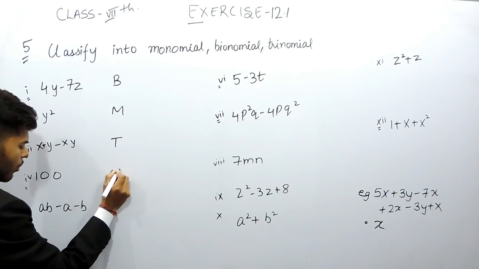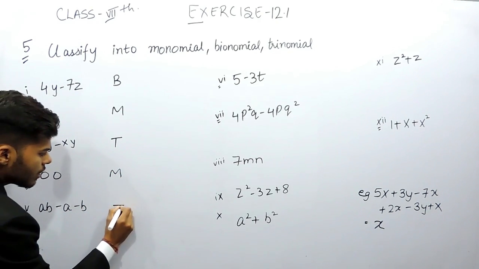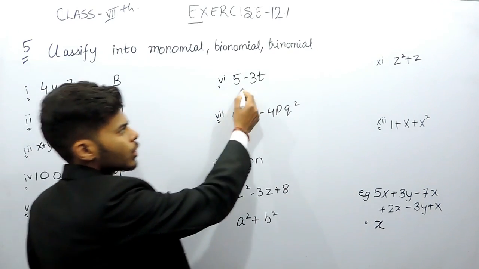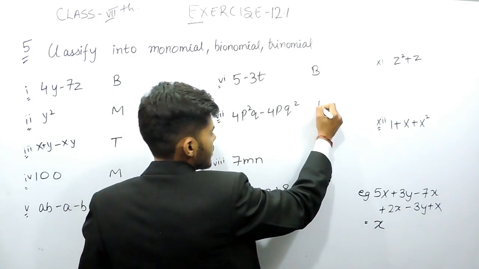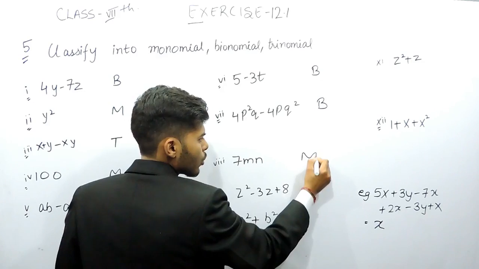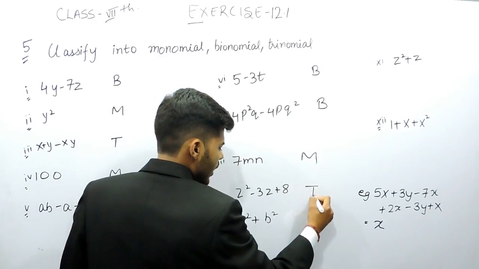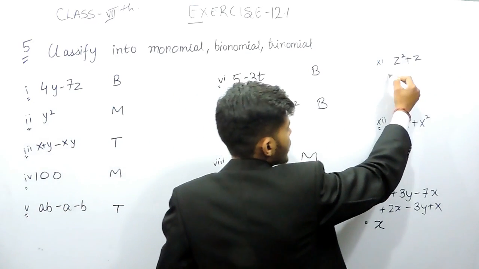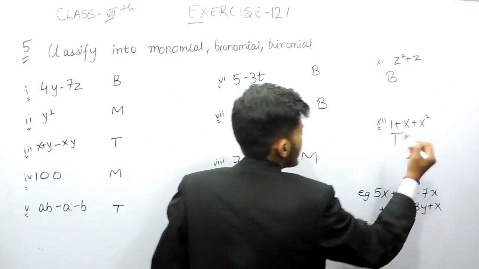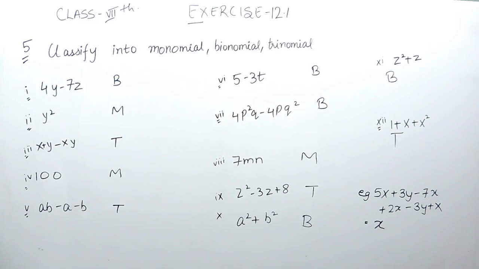One term, monomial, 3 terms, trinomial, 2 terms, binomial, 2 terms again, binomial, 1 term, monomial, 3 terms, trinomial, 2 terms, binomial, again 2 terms, binomial, and 3 terms, trinomial. So these are the answers of the 12 parts that are there.